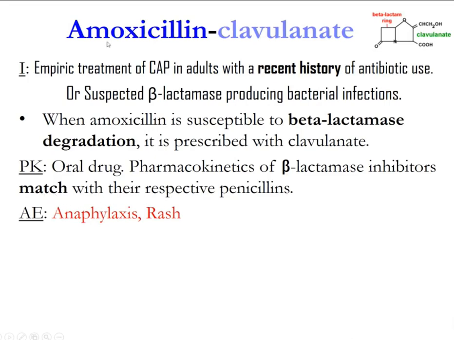So you are just going to prescribe it, and they're going to get it together. These two are matching. That's why clavulanate is the one. Like, for example, when I teach piperacillin, we talk about tazobactam. You don't combine tazobactam with amoxicillin, do you? No, because that doesn't match. The pharmacokinetics is matching with amoxicillin and clavulanate. Does that make sense? Those are the points you have to get, just the basics.